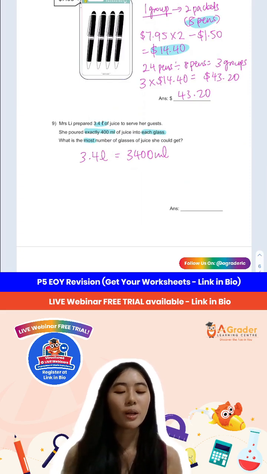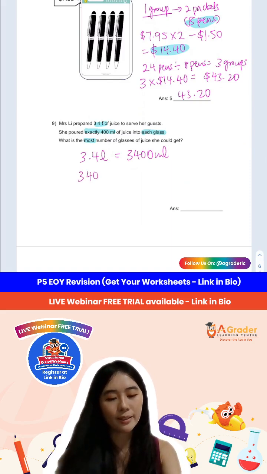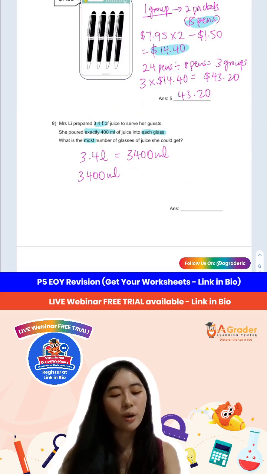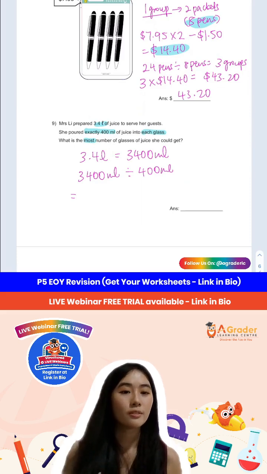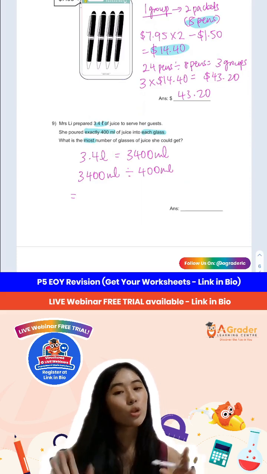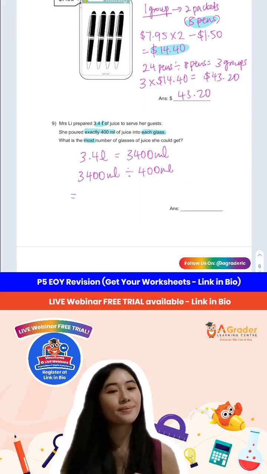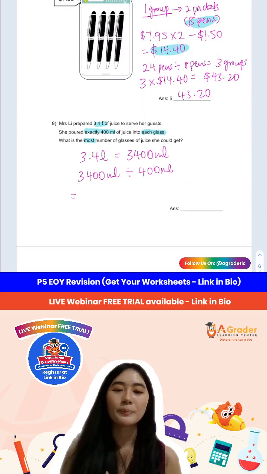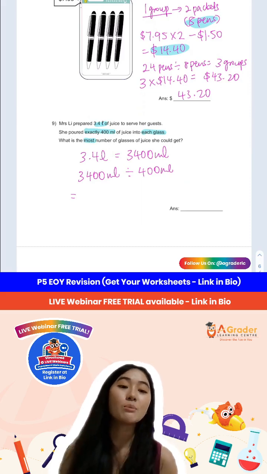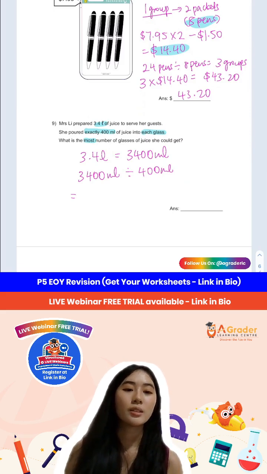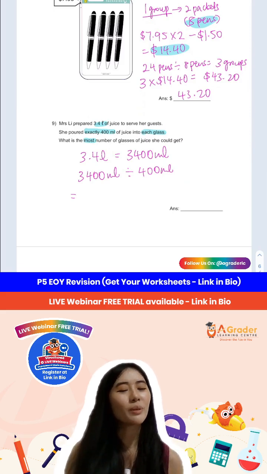Okay, after you convert, then you can divide. So let's use 3,400, then you divide by 400. Yes, correct. Now you divide. So what will you get for this? You'll get a quotient and a remainder, right? What would the remainder be? Okay, David gave me a decimal. Some of you, the remainder is a bit funny.